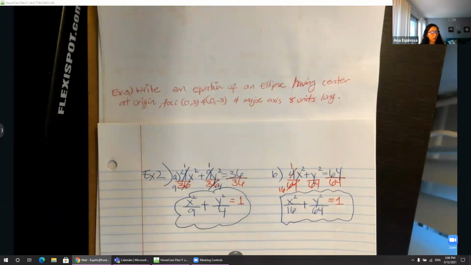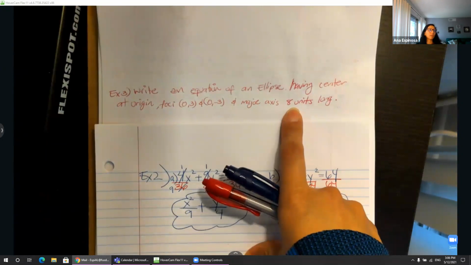That one says, write an equation of an ellipse having center at the origin and foci (0, 3), (0, -3), and major axis 8 units long. So the major axis is the longest side, and they are telling me how long that line is.